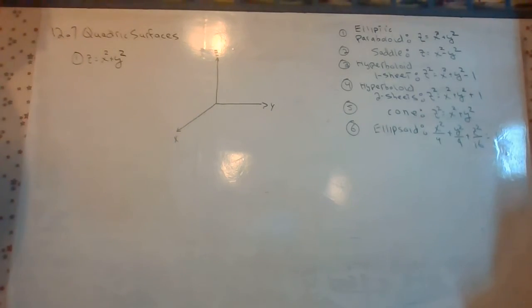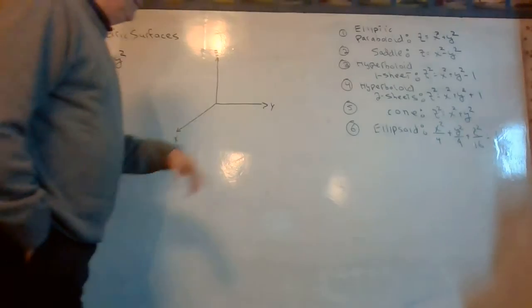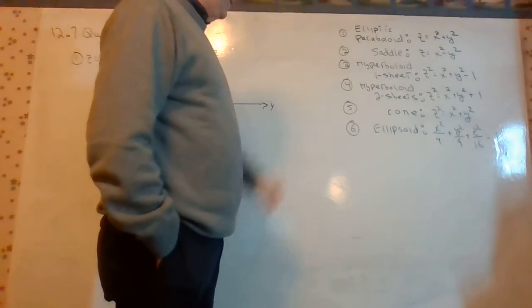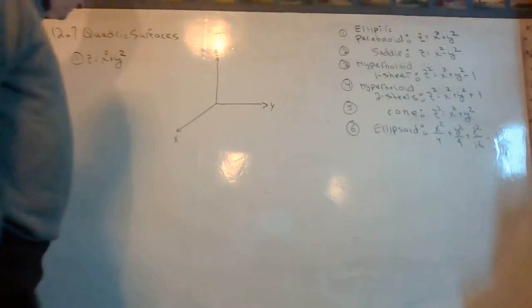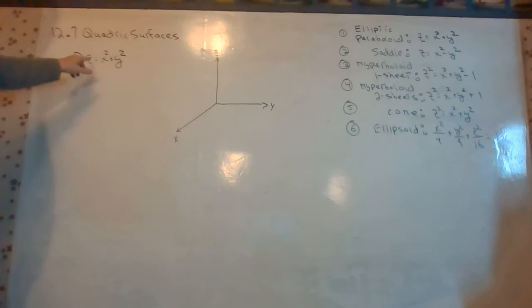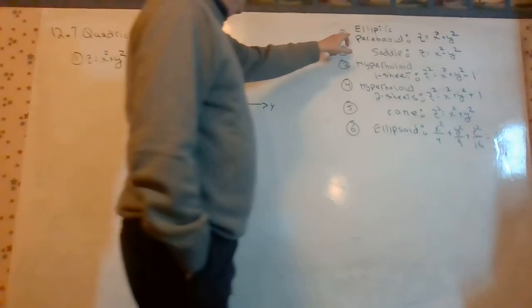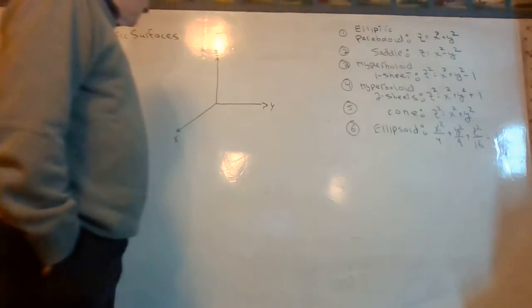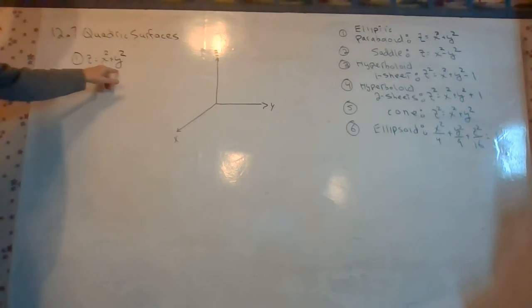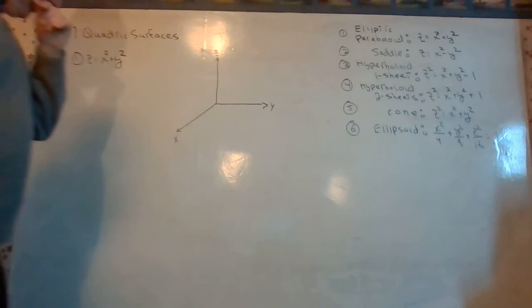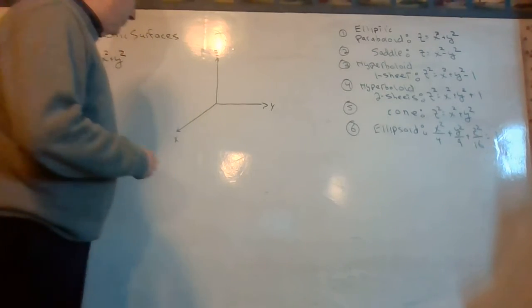12.7 quadric surfaces. We're going to look at these basic six second-degree surfaces in a short video. We're going to start with z equals x squared plus y squared. That's an elliptic paraboloid. And we're going to start off at z equals 0 in the xy plane.